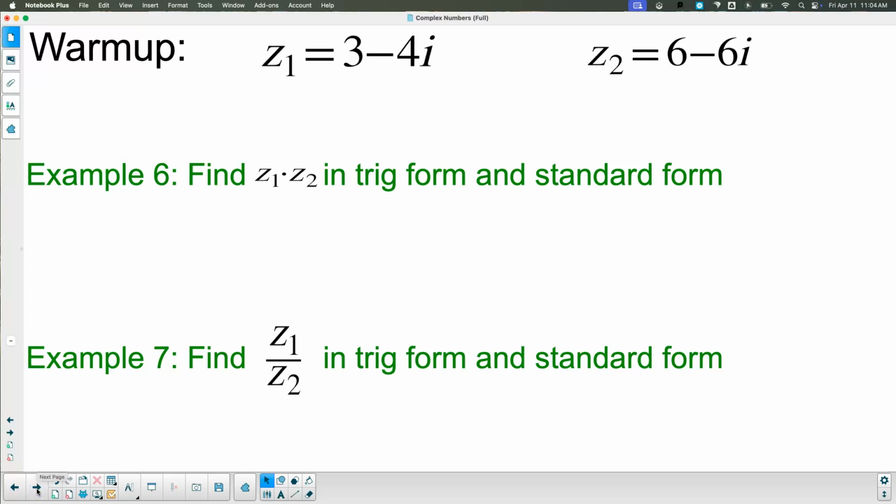Two good warm-ups here. Find me the product of them and the quotient of them.